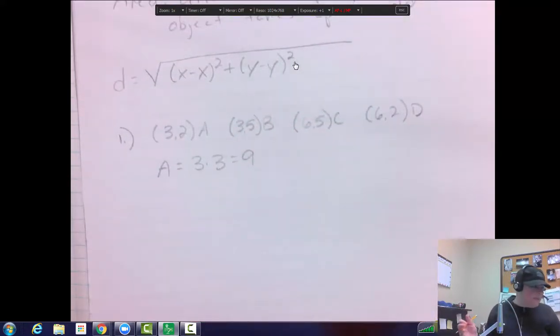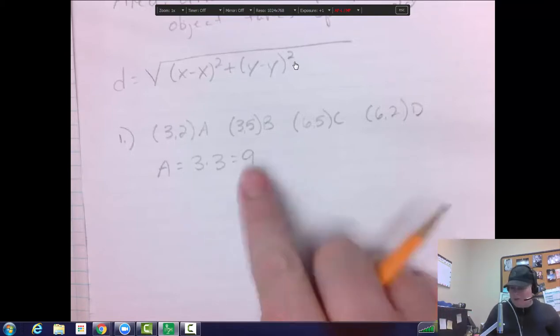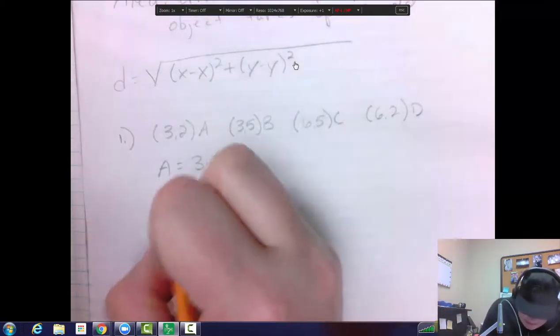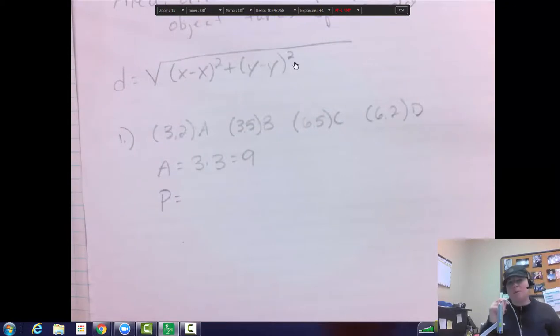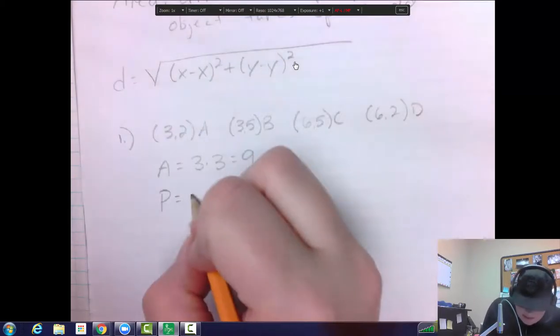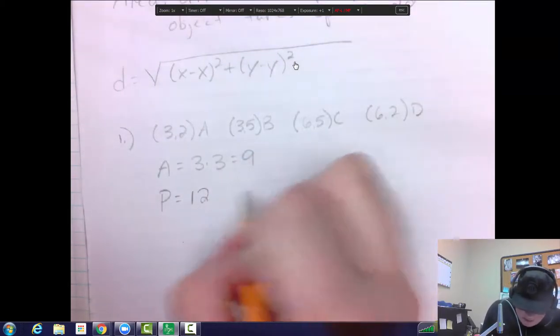Plus whatever the unit is. This one I don't think had a unit, but feet, inches, you need to include those. Perimeter would be like walking around, so you'd go 3, 3, 3, 3, right? So 3 plus 3 is 6, plus 3 more is 9, plus 3 more is 12. So we'd have 12 for the perimeter.